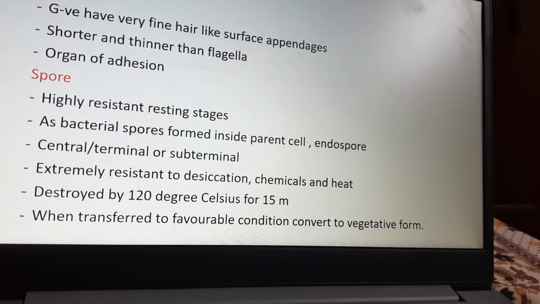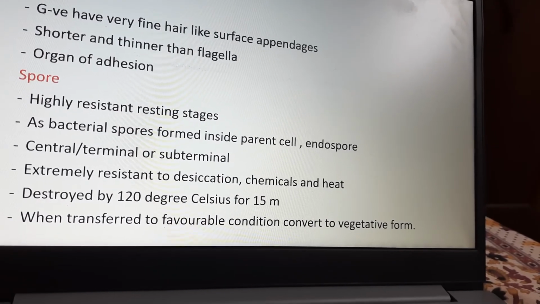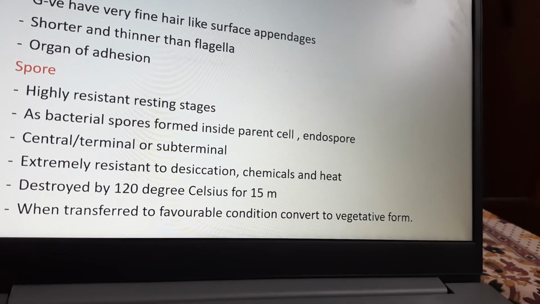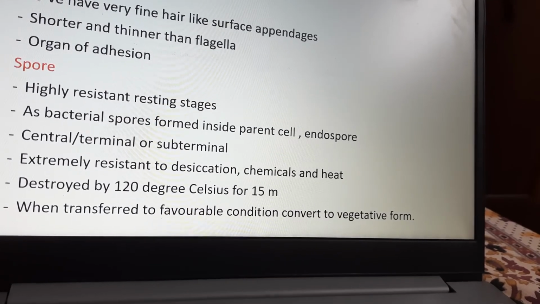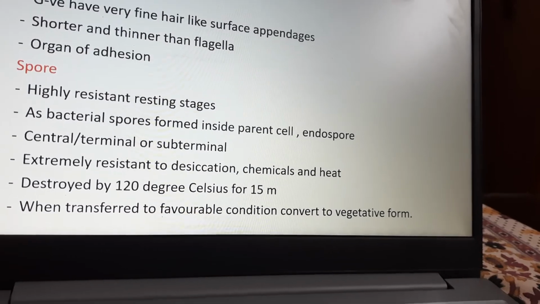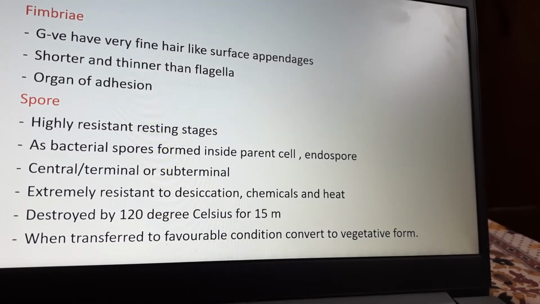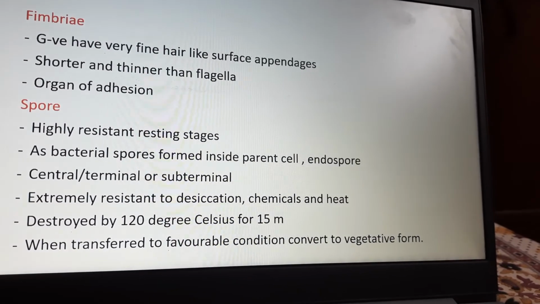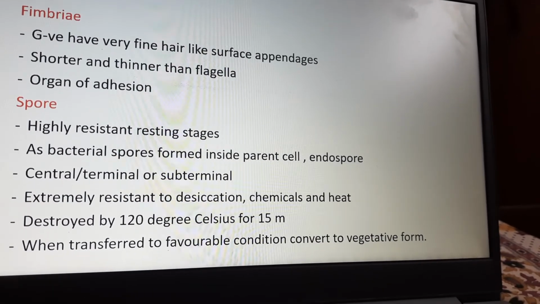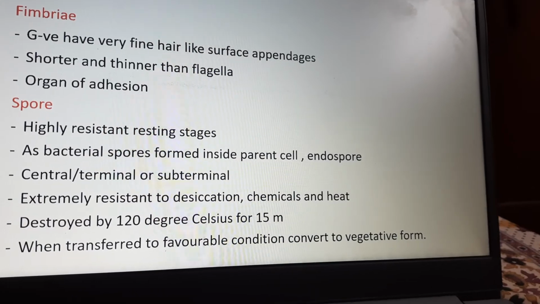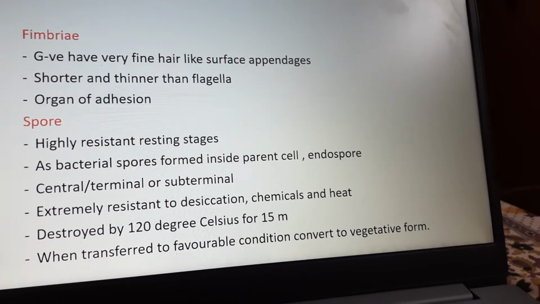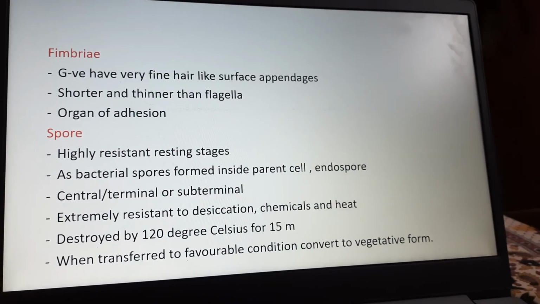They can be in a central, terminal or subterminal location in the bacteria, and these spores are extremely resistant to desiccation, chemicals and heat, and they can be destroyed by heating at 120 degrees Celsius for 15 minutes. When these spores are transferred to favorable conditions, they will again develop to the vegetative form, and the bacteria will start to grow and undergo their normal processes.